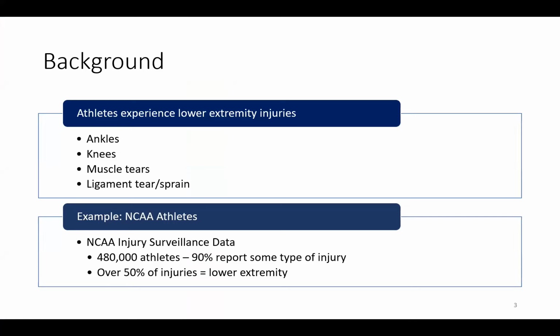So a little bit of background, as Aiden said, lower extremity injuries are extremely prevalent in sports, especially in NCAA athletes. According to the NCAA, of the 4,800 athletes average that participate in NCAA sanctioned sport each year, over 90% of them will report some kind of injury throughout their 4-year career, and over 50% of these will be lower extremity injuries. Lower extremity injuries can include injuries to your ankle, knees, muscle tears, as well as ligament tears and sprains.